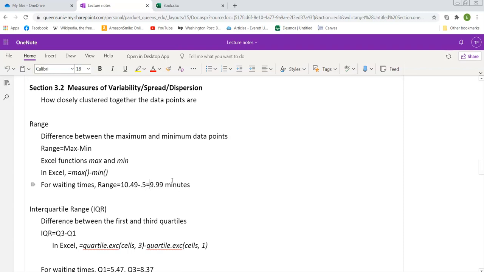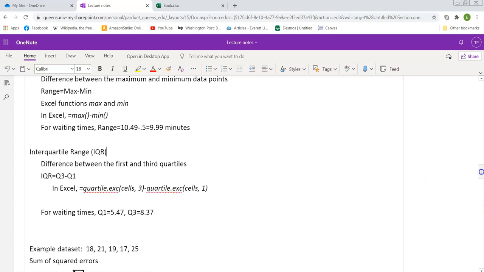One other thing about range before we move on: it's not incorrect to say that your data ranges from 0.5 to 10.49 minutes. However, when they ask for the range, they're asking for the difference between the maximum and the minimum.